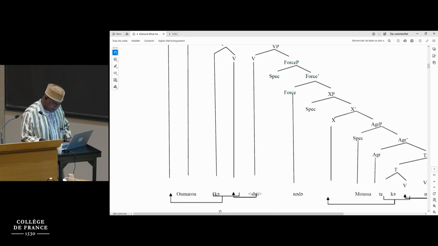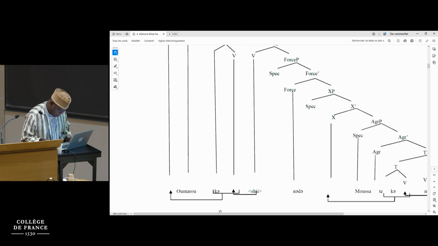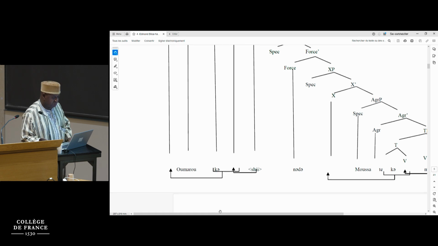And we say that that movement takes place in the main clause and in the embedded clause. Okay, in the main clause, the clause preceding the complementizer, and in the embedded clause, the clause following the complementizer. So the word order verb, subject, object can obtain in the main clause or in the embedded clause.